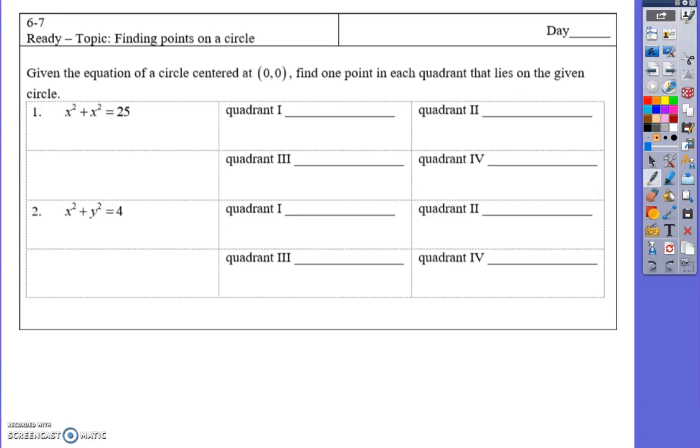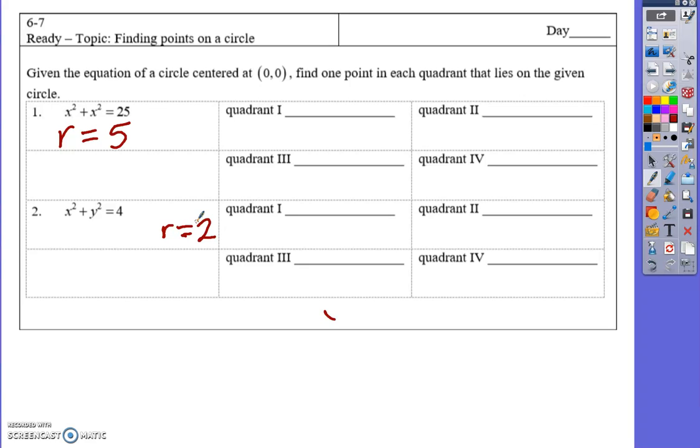So, we're trying to figure out two numbers that when you square them and add them together, you get 25. So, one thing to keep in mind is what the radius of the circle is. The radius of this circle for problem number 1 is 5. And so, how does that help us? I'm not really sure. The radius for problem number 2, that's 2. Not extremely helpful. If I could come up with the right numbers that add up to 25, that'd be helpful.